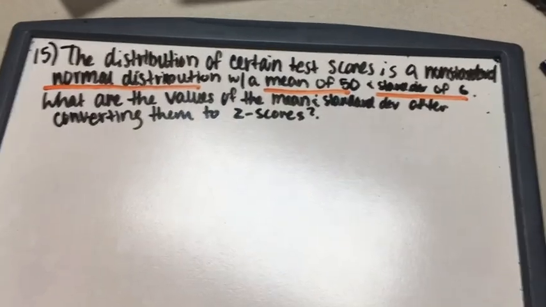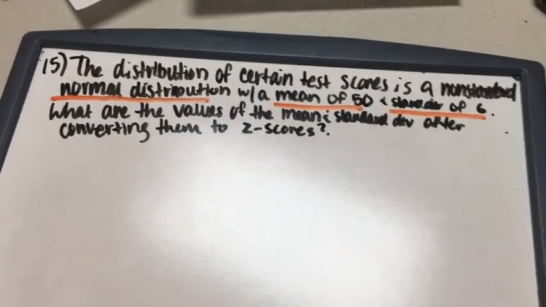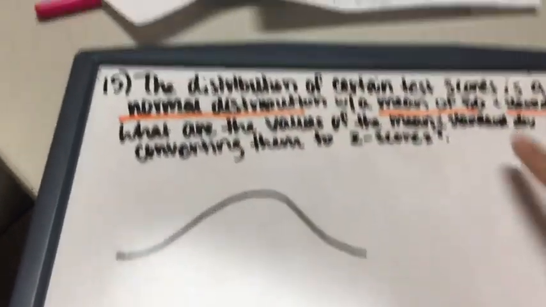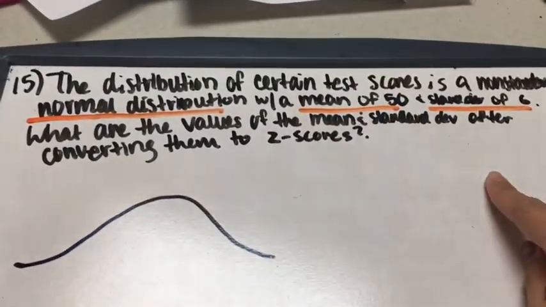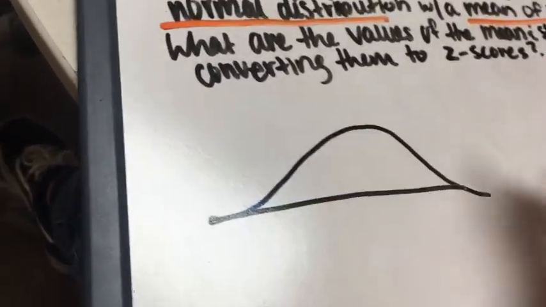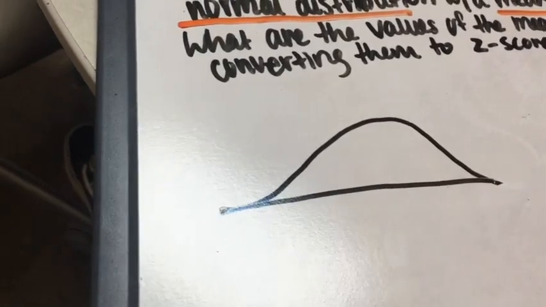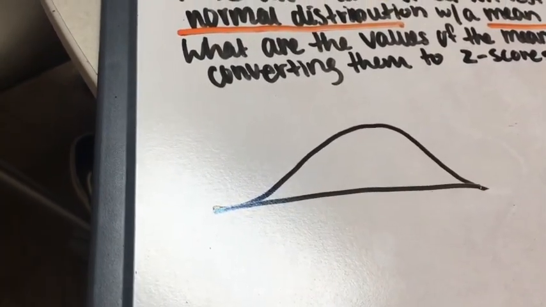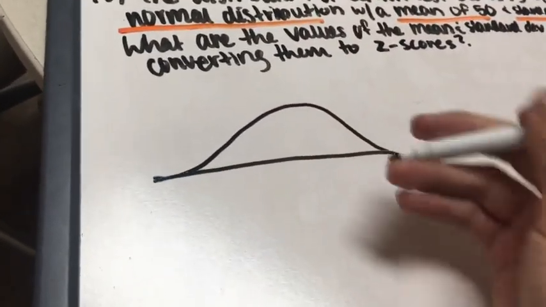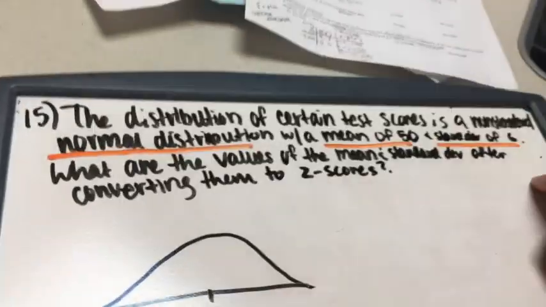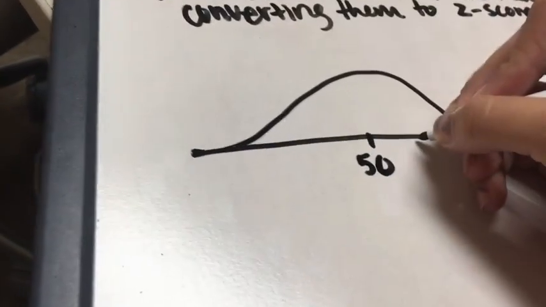Okay, so number 15 is telling that there's a distribution of test scores, and that it's a normal distribution, which means that it's going to be using that bell curve. And then it tells you that it has a mean of 50 and a standard deviation of 6. So in a normal distribution, your mean always goes in the middle. So this 50 is going to go right here. And then it tells you that you have a standard deviation of 6.